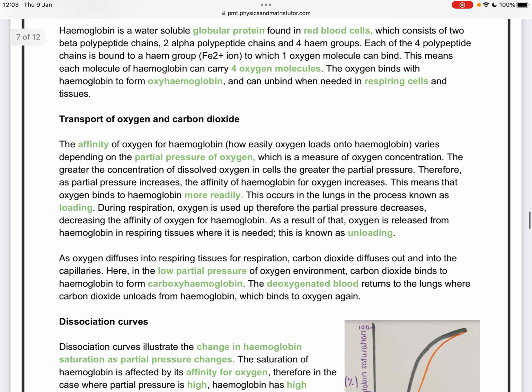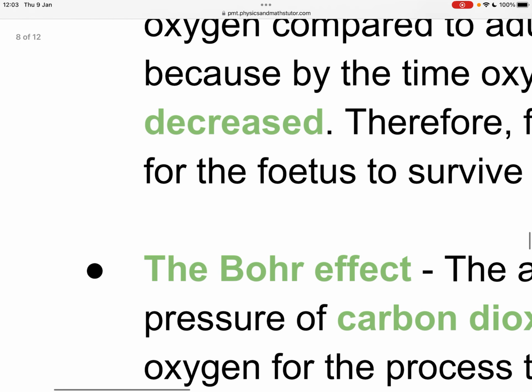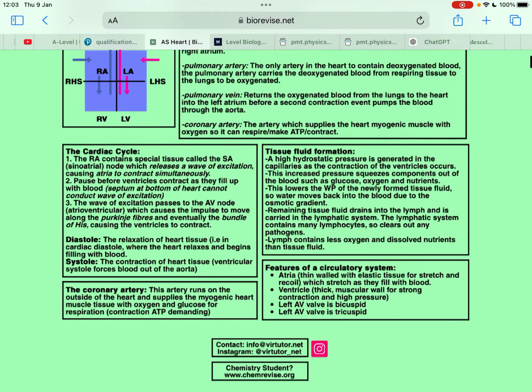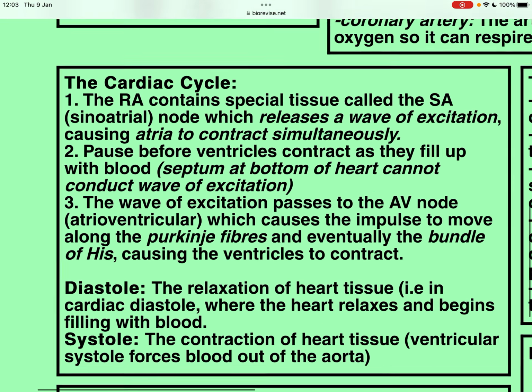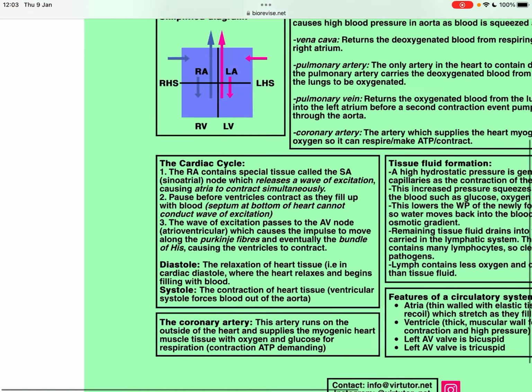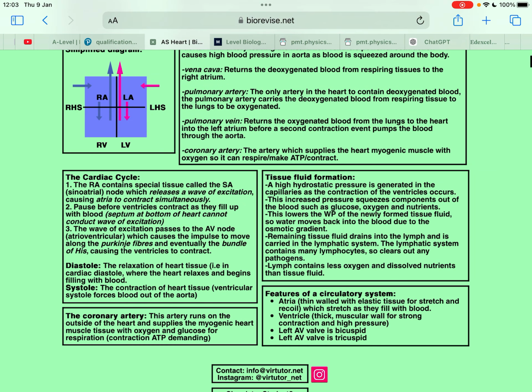But do you know the Bohr effect? Do you know what the Bohr effect is? Before we go to the Bohr effect, let's just revise the cardiac cycle. The cardiac cycle. Okay, great. Let's now go to study the Bohr effect.